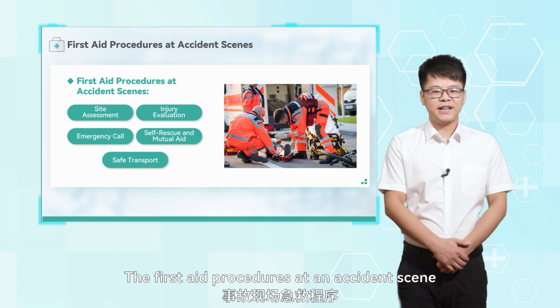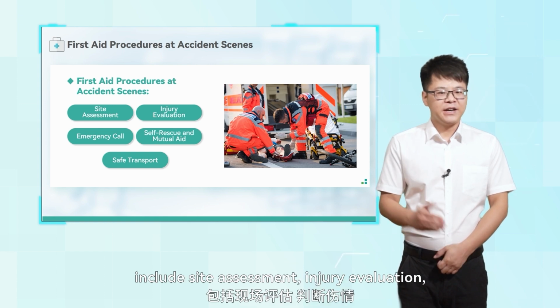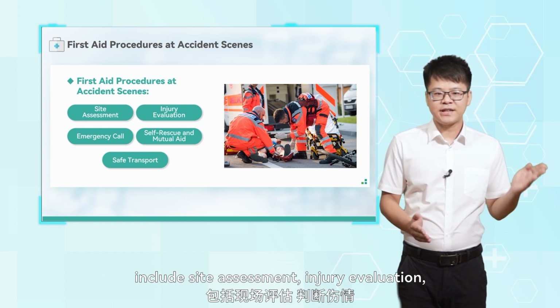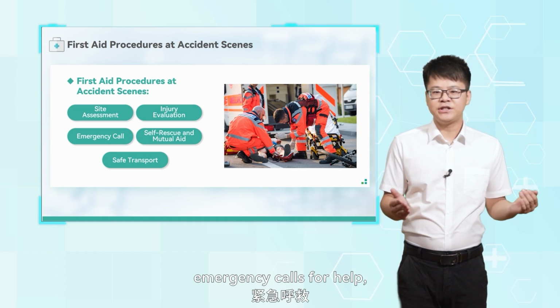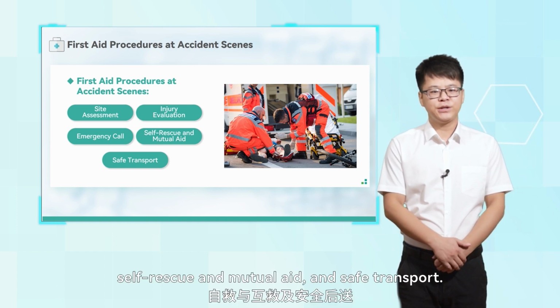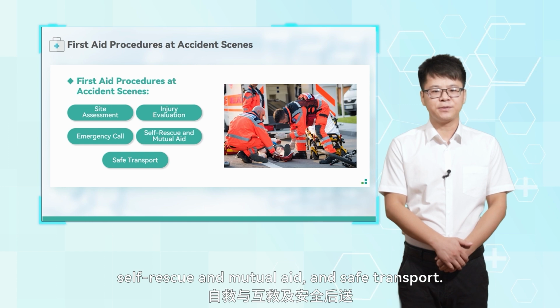The first aid procedures at an accident scene include site assessment, injury evaluation, emergency calls for help, self-rescue and mutual aid, and safe transport.